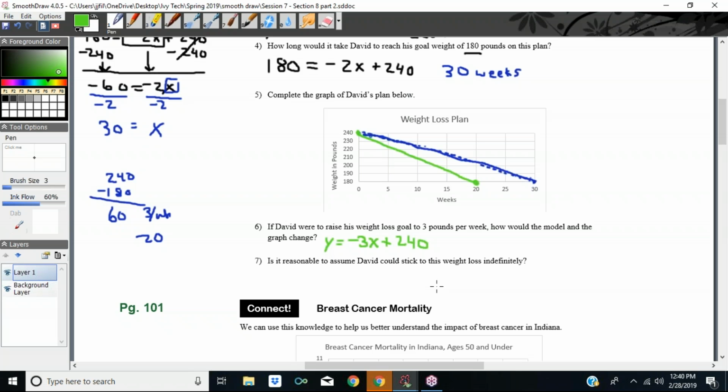Yeah, he would disappear, right? You can only lose so much. You can't lose all of your weight. Yeah, so no, it wouldn't be reasonable. Oh, because of this word right here, right? Indefinitely. Because eventually the weight would go to 0 and then it would be in the negatives and you can't have a negative weight. That wouldn't make sense.